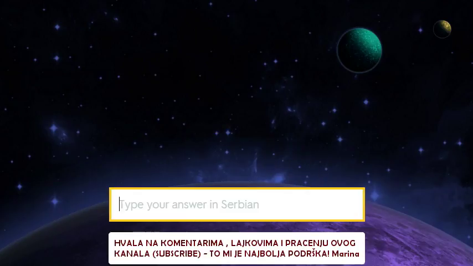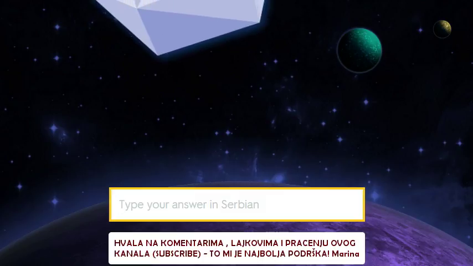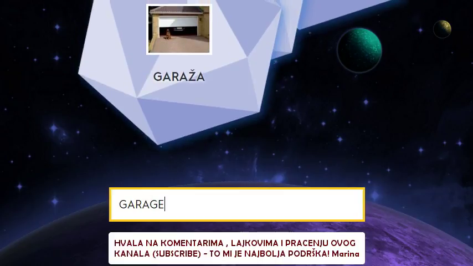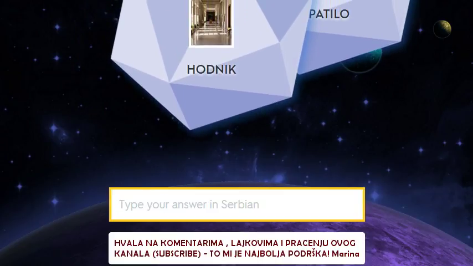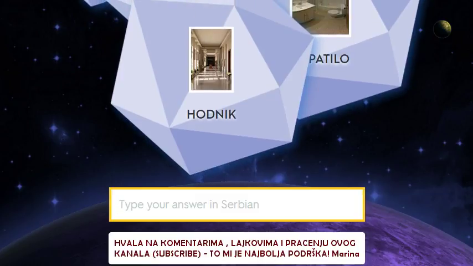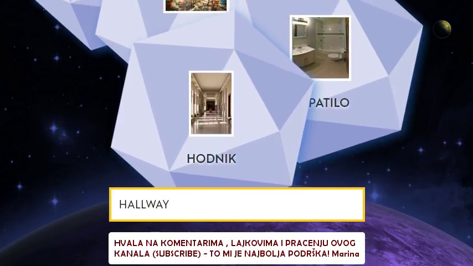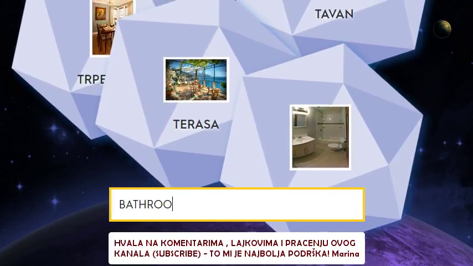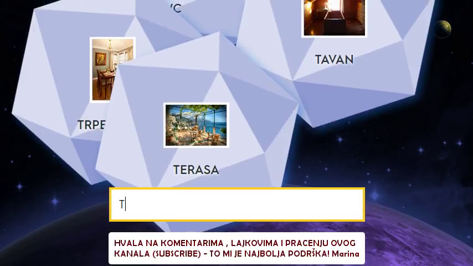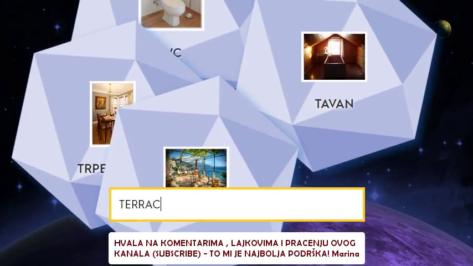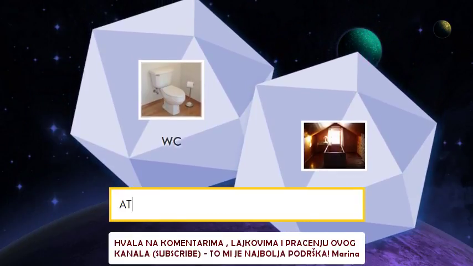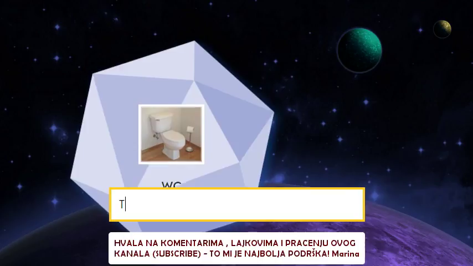Bravo, great, okay. What is this? It's a garage. What is this? It's a hallway. What is this? It's a bathroom. What's this? It's a terrace. What's this? It's a dining room. What's this? It's an attic. What's this? It's a toilet.